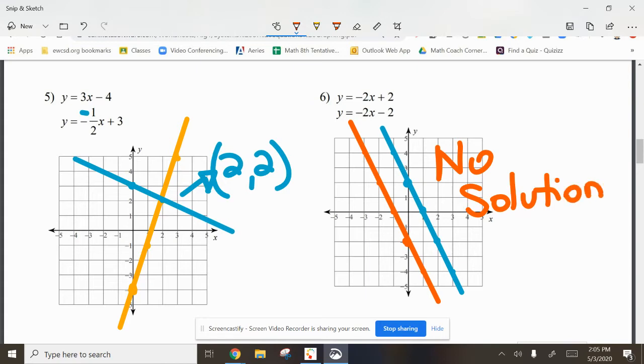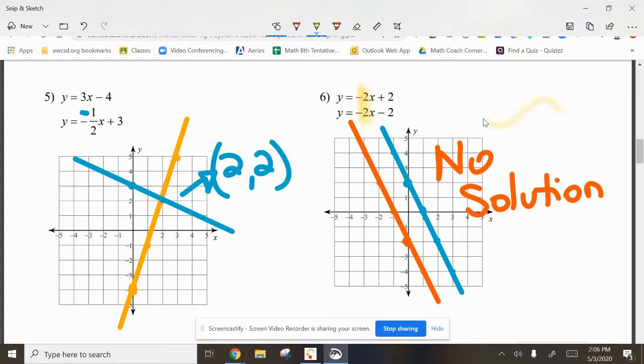And what do we notice about our two lines here? What do they have in common? They don't have the same y-intercept, but look at the slopes. The slopes are both -2. So when you have something that has the same exact slope and different y-intercepts, that's no solution.